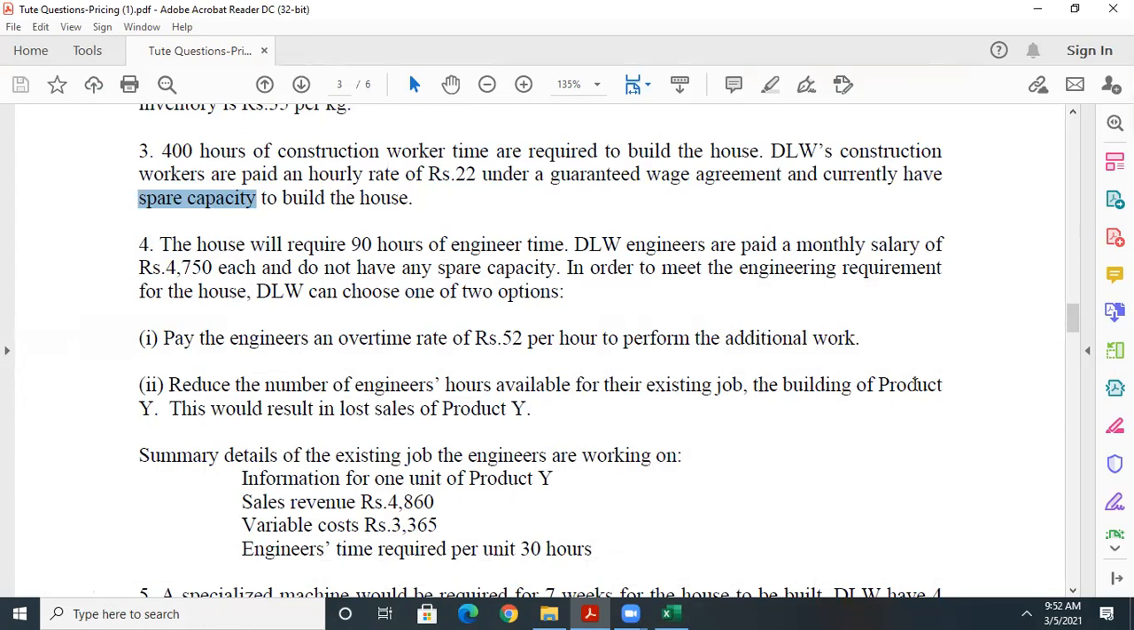The building of product Y. This would result in lost sales of product Y.